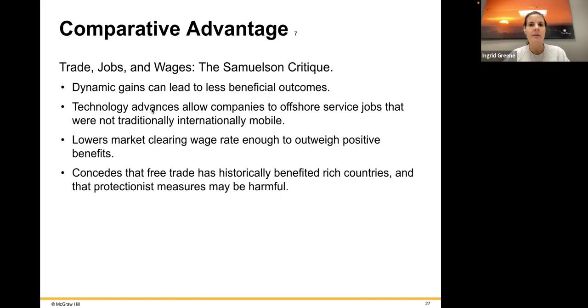As we saw before, that's why a lot of these jobs move offshore, which lowers the market clearing wage rate enough to outweigh positive benefits. This is where we're saying that even though cheaper products are available in Walmart, we can't necessarily make up for that in the lost wages that we have. We're shipping things abroad for production, which is great. We're getting cheaper products, but we're also moving jobs abroad as well.